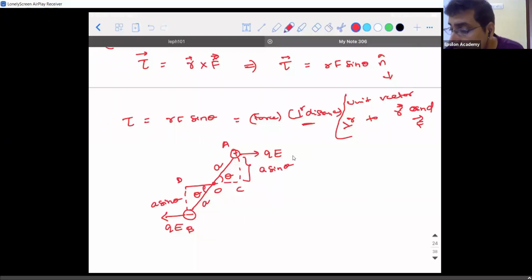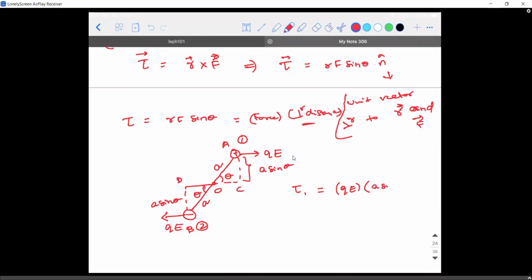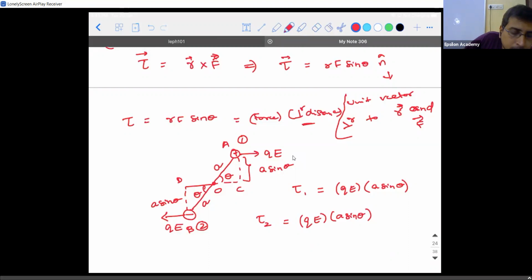So I'll calculate the torque due to the first particle. Always observe one thing: when I deal with vectors, I'll be very careful. I will first find the magnitude, and only then think of direction; don't do it simultaneously. So I'm writing it in the scalar form. Torque one is force into the perpendicular distance, a sin theta. Similarly, torque due to the second is QE into a sin theta. What can you say in terms of magnitude? They are both equal.